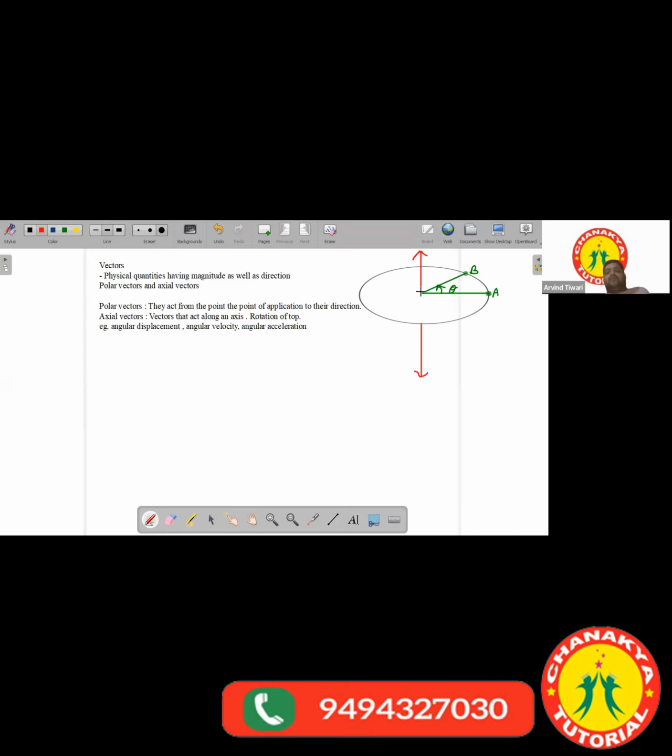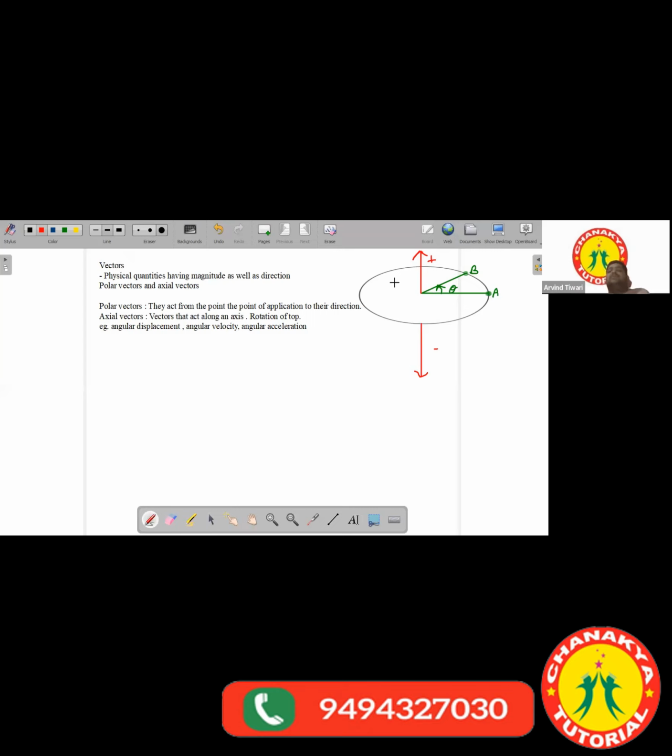Above the plane we have the positive axis and below it we have the negative axis. If the sense of rotation is anti-clockwise, we take the angular displacement to be positive, that means along the positive axis. If the motion is clockwise, we consider the angular displacement to be negative, along the negative direction, moving downward.